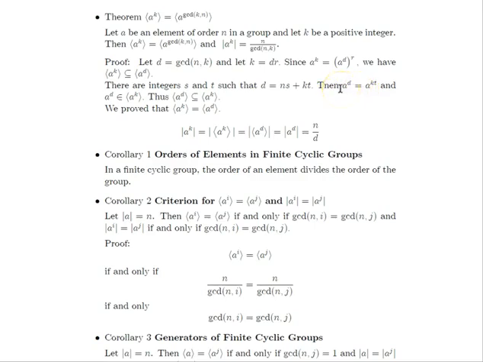This shows that a to the d is contained in the cyclic group generated by a to the k, and any power of a to the d must be in that group also, because any group is closed under the operation. This is the opposite inclusion of this. Having both, we have equality. Because these groups are equal, they have the same number of elements.